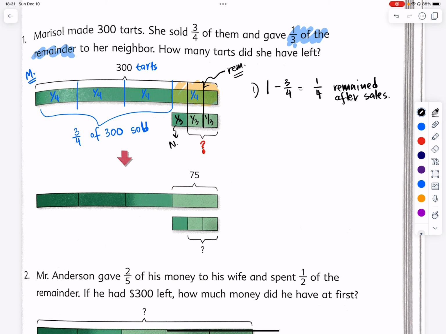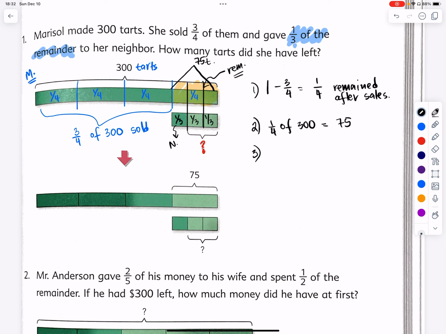What happened to this 1/4? Well, we can first figure out how many tarts. 1/4 of 300 is 75 tarts. What happened to the 75 tarts? Here they are, 75 tarts, right? T for tarts. What happened to 75 tarts?